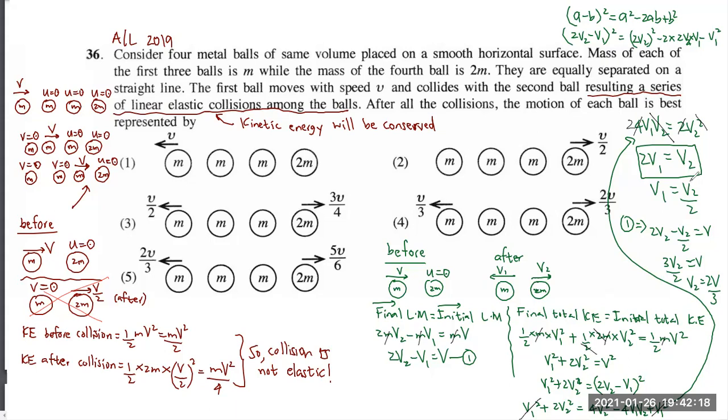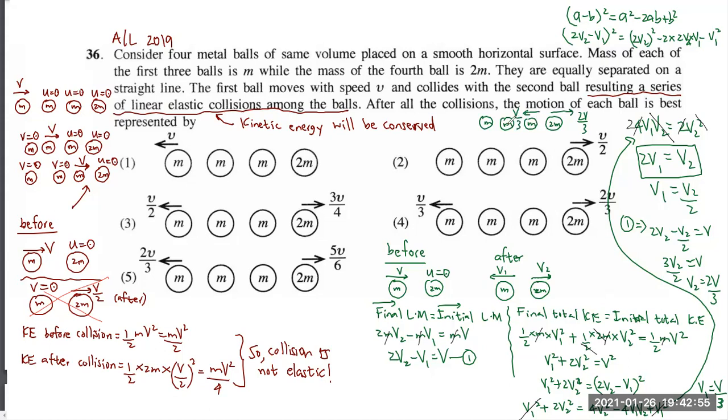And what is v1, people? Now we know v1 is v2 by 2. So from that you can find out v1 is equal to v by 3. All right, v by 3. So after the collision, what happens is this. After the collision, you will have M and 2M here, right? So after the third collision, 2M will be going to the right at 2v by 3, and M will be going to the left at v by 3.